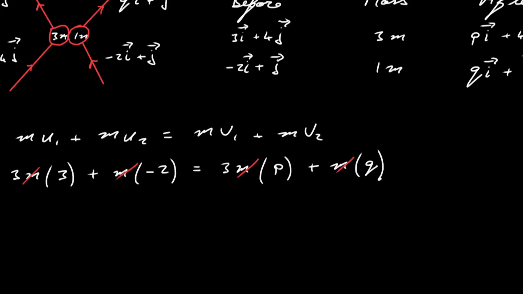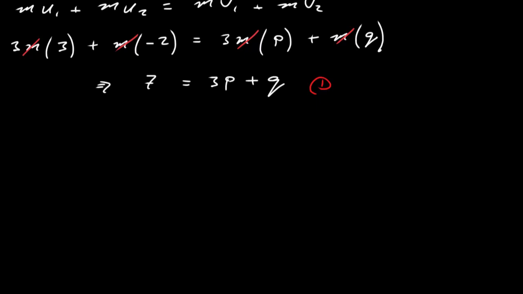Okay, so we've got 3 times 3 is 9 here, minus 2, which is 7. And over here we've got 3p plus q. So that's our first equation. Okay, so let's form another equation then using Newton's law of restitution. So that's NLR. This just says that the relative velocity afterwards divided by the relative velocity beforehand is equal to minus e. So in other words, p minus q divided by 3 plus 2 is equal to minus 1/3.